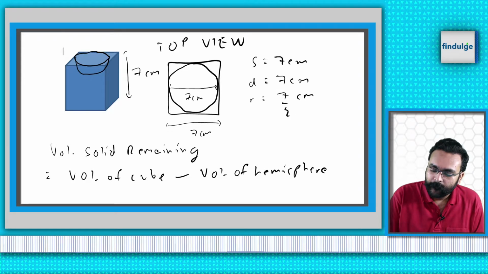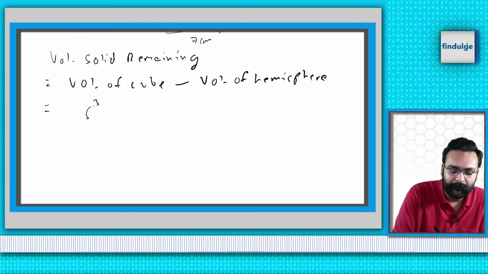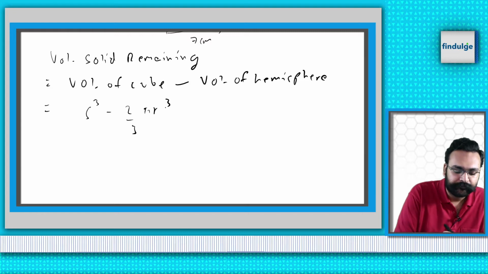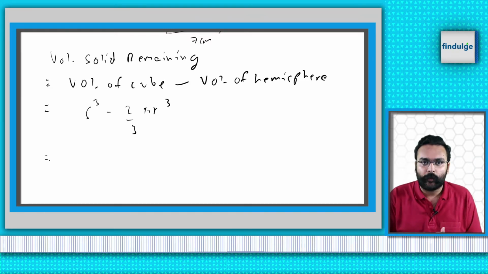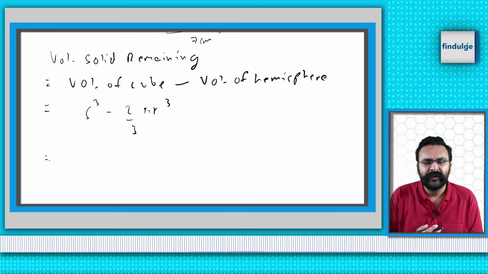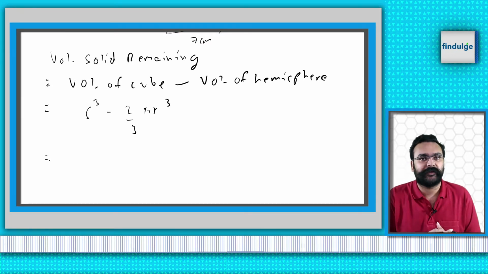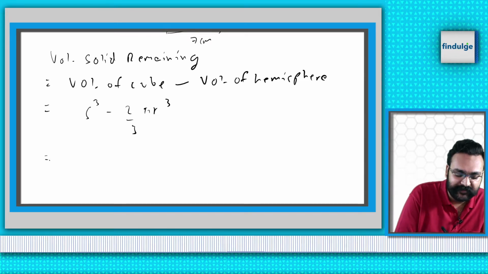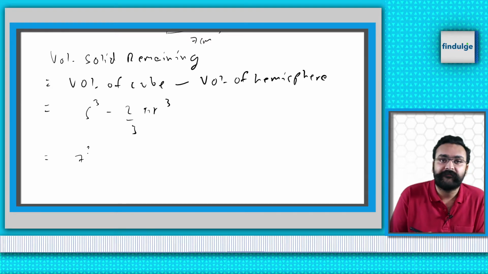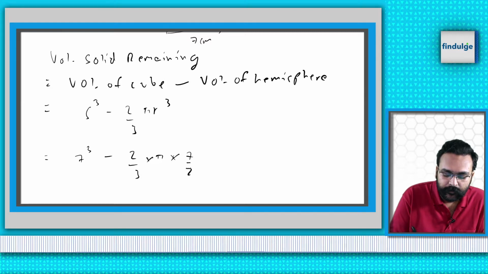And so once again, from our formula, we have the volume of the cube, which would be S cubed, minus the volume of the hemisphere, which would be 2/3 pi r cubed. So here you can take common by observing that the side of the cube is actually just 2 times the radius of the hemisphere. So that's up to you how you want to do it. In this particular case, I'm going to put my values in and then maybe take something common. So the side of the cube, which was 7 centimeters, means the volume of the cube is 7 cubed minus 2/3 into pi into r cubed, which would be 7/2 cubed.